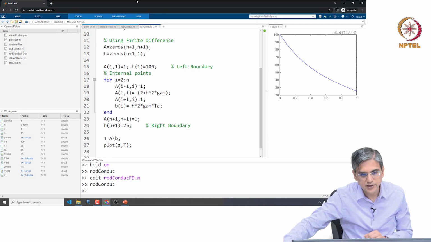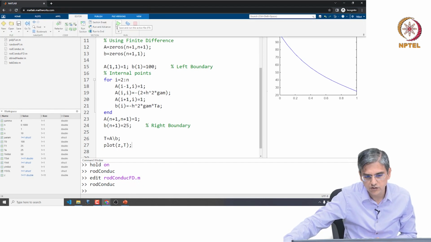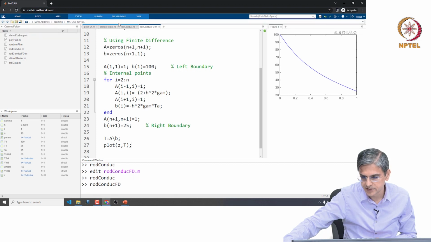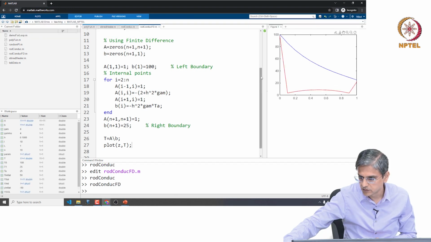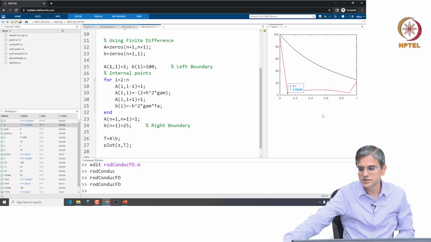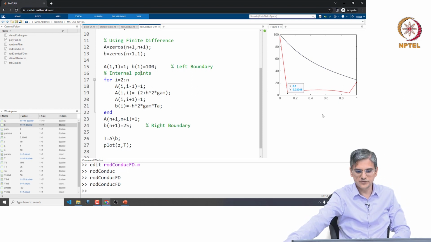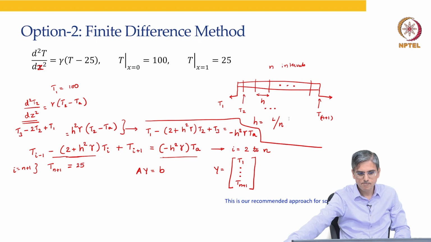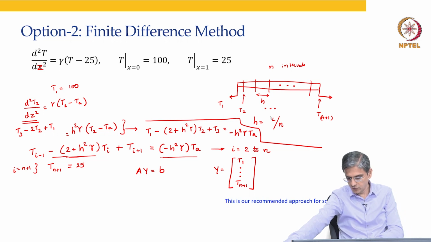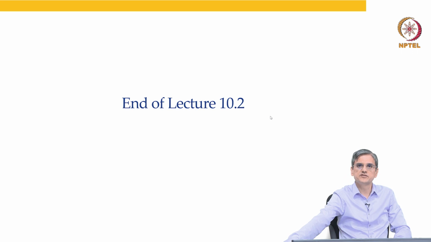Let's see if I've made any error or we have done it correctly. Okay, there is some problem that I have. Okay, and as you can see, it falls exactly on the previous line. Okay, so we have shown how the finite difference approach works.